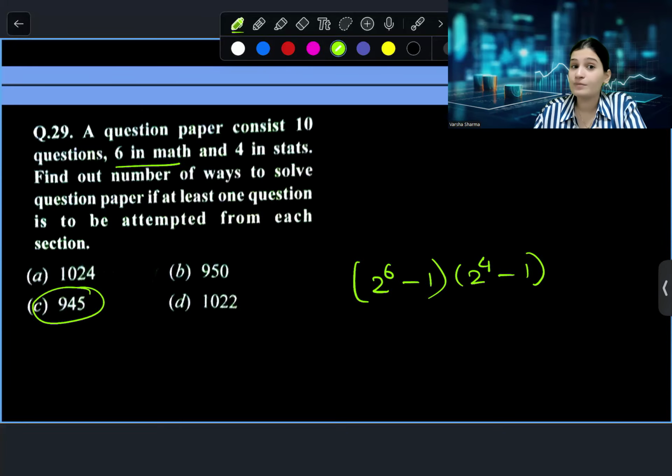See, there are several possibilities. You are answering one math question, 4 stats, one math question, 3 stats, one math question, 2 stats, one math question, 1 stats, and then the other way around again. It's extremely long.